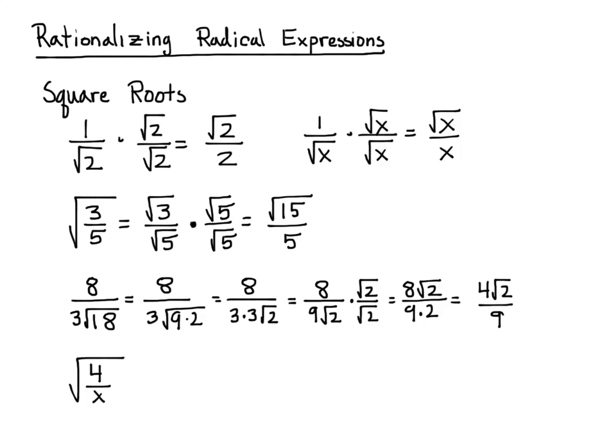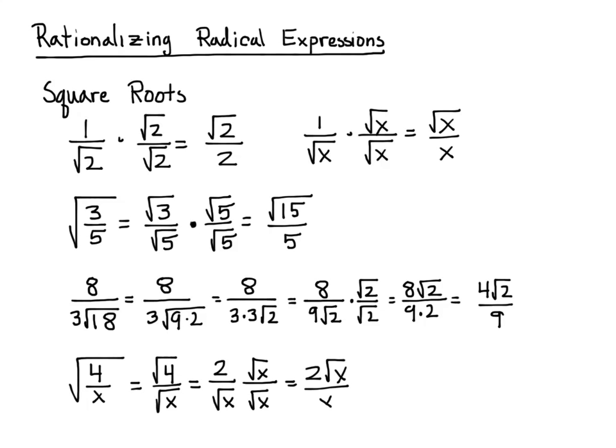Okay, another example, let's say we have the square root of 4 over x. And so I'm going to separate the numerator and the denominator. Take the square root of 4 to get 2 over the square root of x, and then rationalize the square root of x. And we get 2 square root of x over x then is our solution.